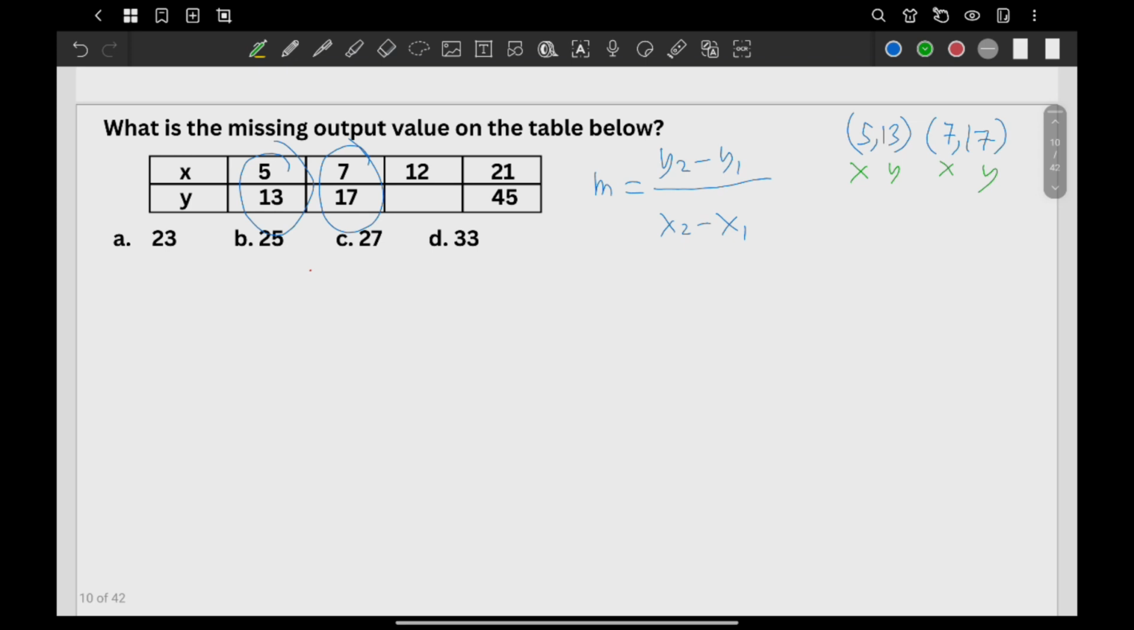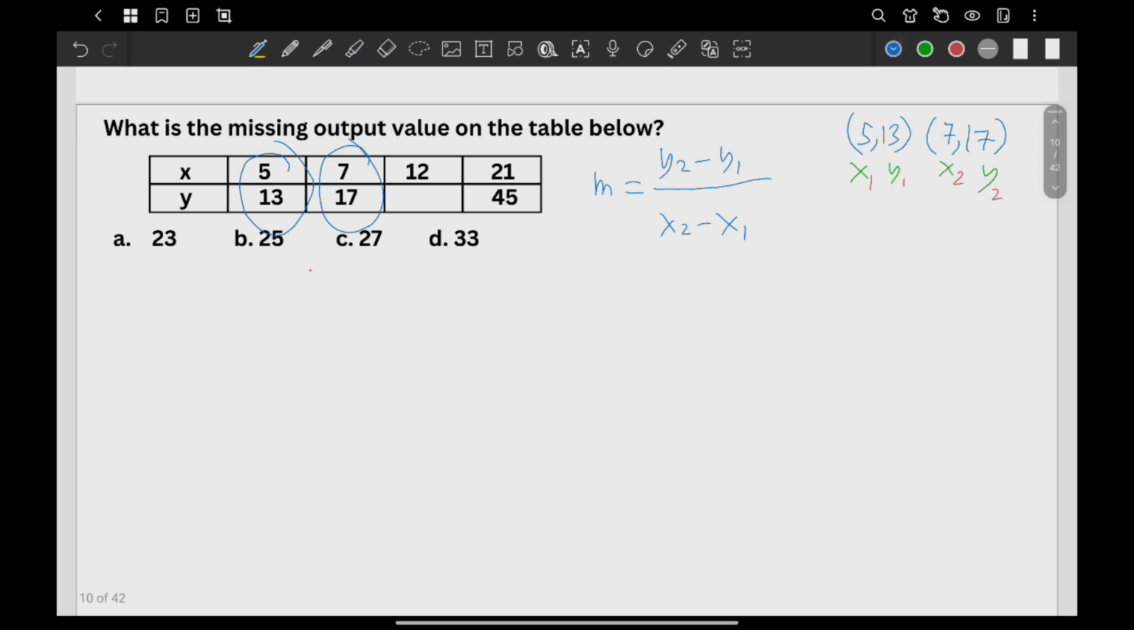I told you last time, to make it easier, I suggest that you make the bigger numbers, which are 7 and 17, your sub 2. So this will be sub 2, sub 2, and the other are sub 1, sub 1. Now, using the formula, let's solve first for the slope.